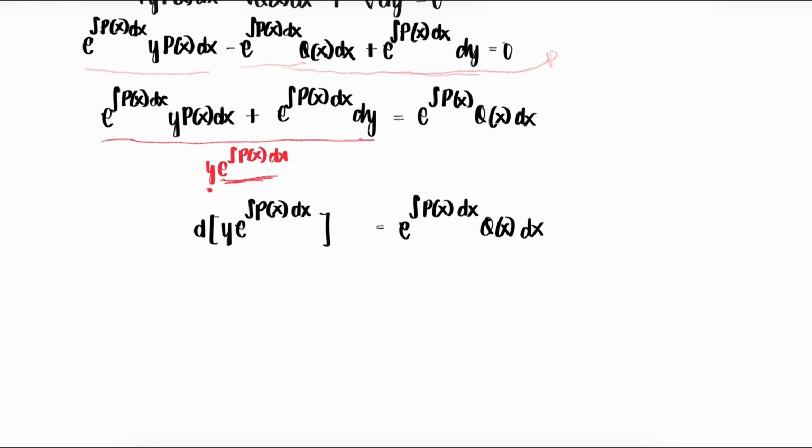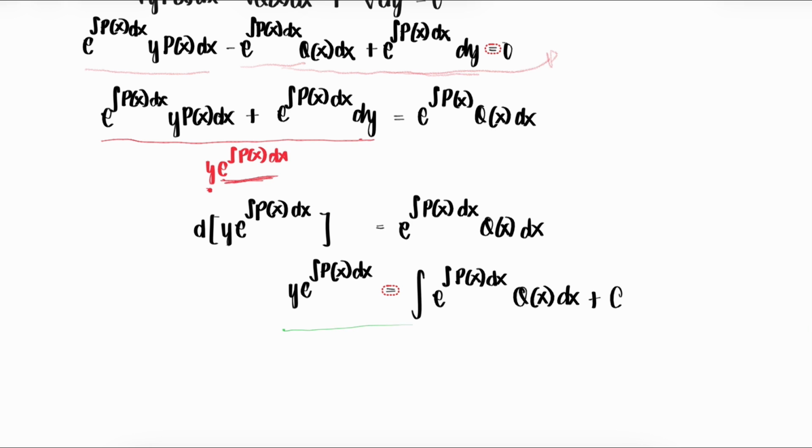And so therefore, taking the integral of both sides, we have on the left side y e to the integral of p of x dx, and on the right side, the integral of e to the integral of p of x dx q of x dx plus c. This is now our general solution.